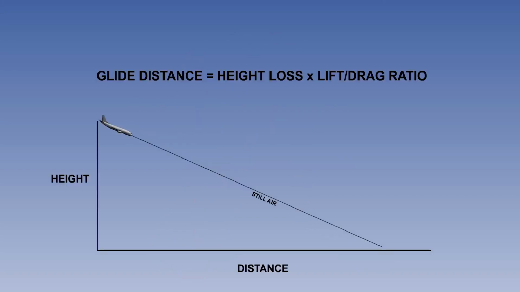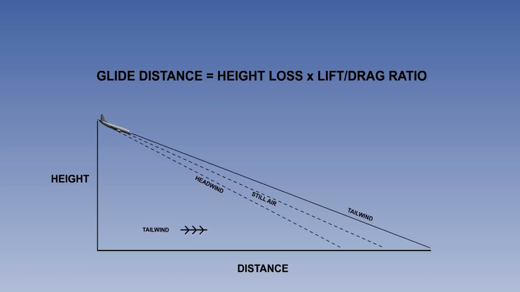The glide angle will determine the distance that the aircraft can glide for a given change of height. This distance would only be achieved in still air. If there is a wind, the ground speed will be affected, and so the distance will change. In a headwind, the ground distance will be reduced. And in a tailwind, the ground distance is increased.